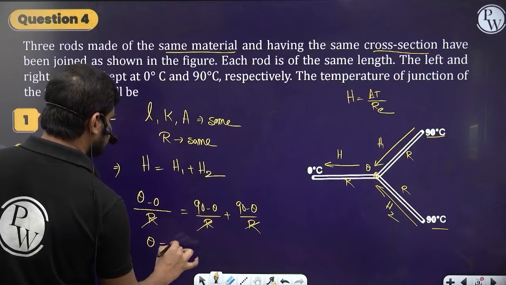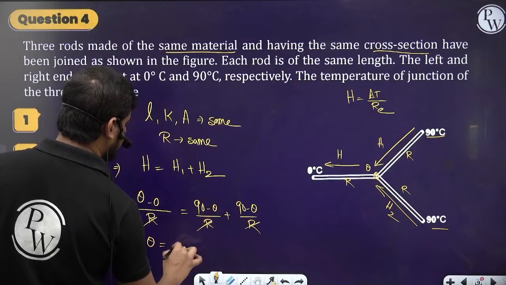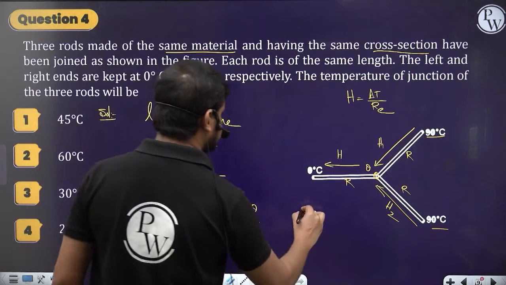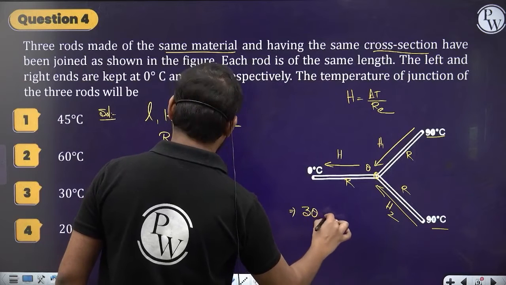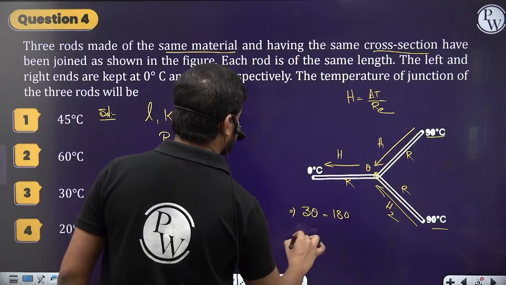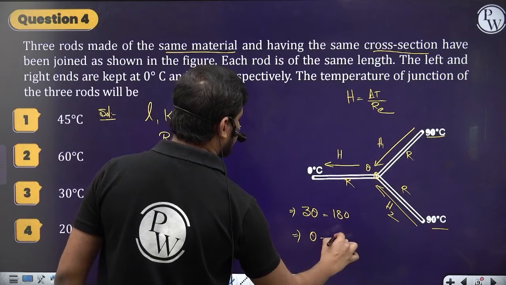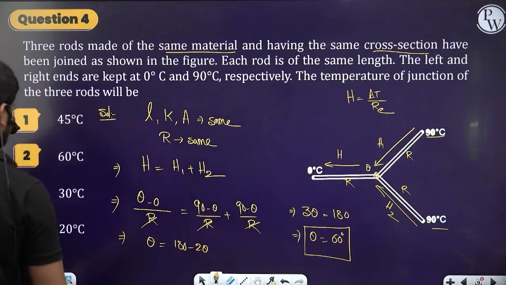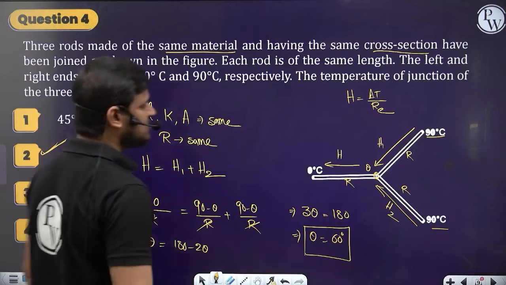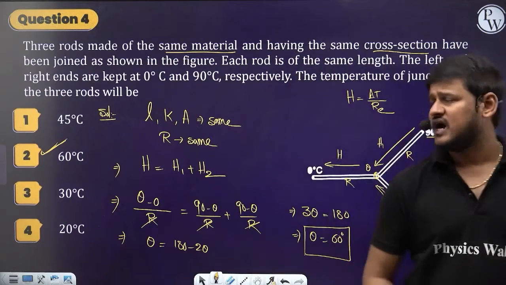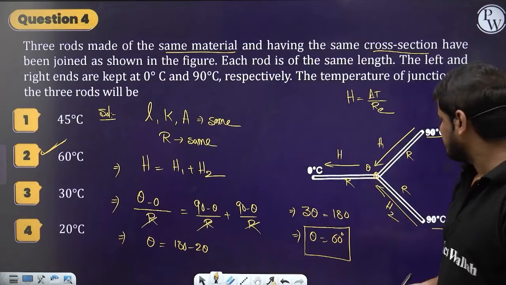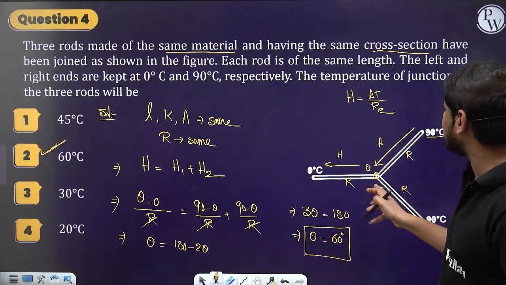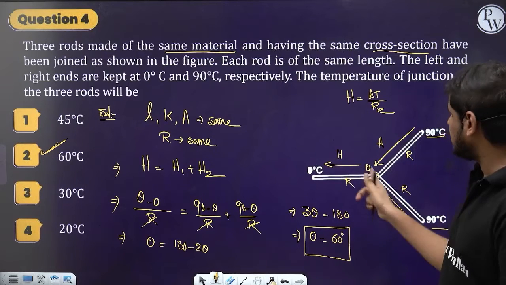So theta is equal to 90 plus 90, 180 minus 2 theta. If you bring 2 theta to this side, 3 theta is equal to 180. From there theta is equal to 180 by 3. So 60 degrees is the junction temperature. Yes, so option 2 is the correct one, guys. Understood? A basic piece of information, that's it. I just have to identify that the heat current from here and the heat current from here will combine and flow in the third rod.